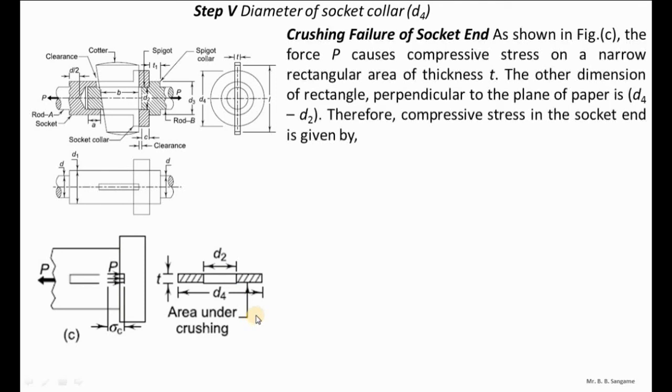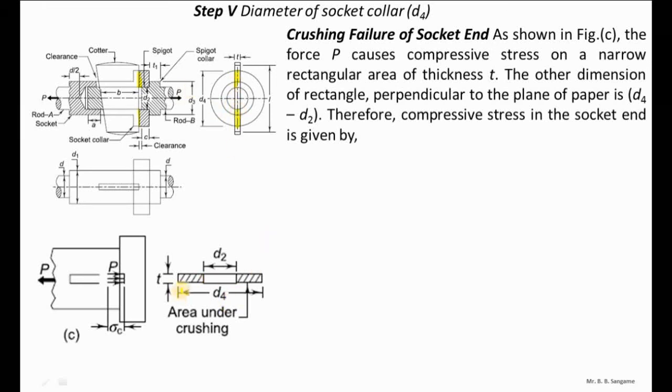Okay, so here you can see that after the application of force of magnitude P, there is a possibility of failure of socket collar in crushing. Okay, so this part of socket collar can get crushed after the application of force of magnitude P, and this part is having the maximum diameter. If you see in the side view, this portion of the socket collar can get crushed. So we need to consider the outer diameter and the inner diameter also. The inner diameter is d2, it is the diameter of spigot also.